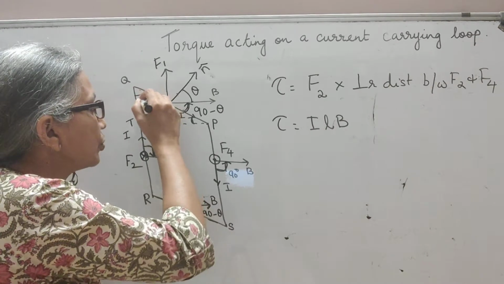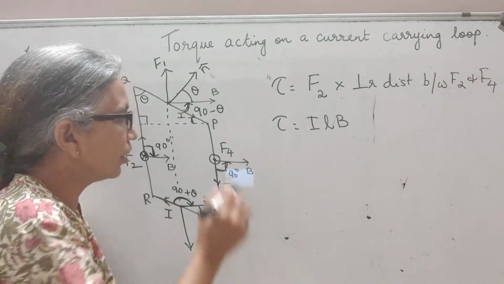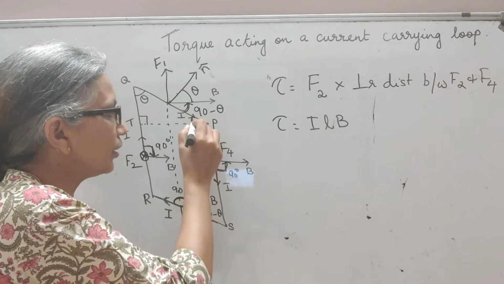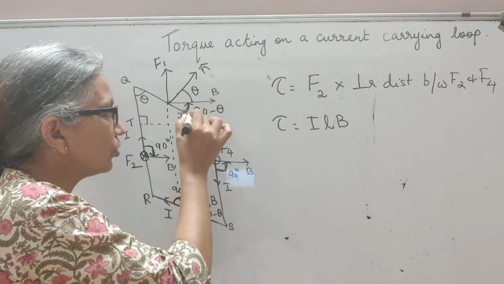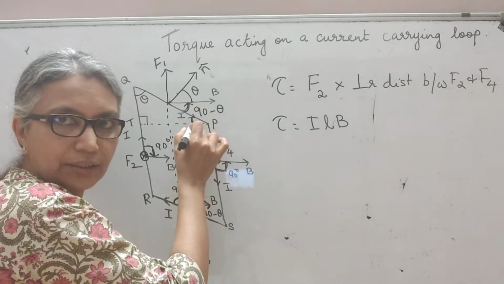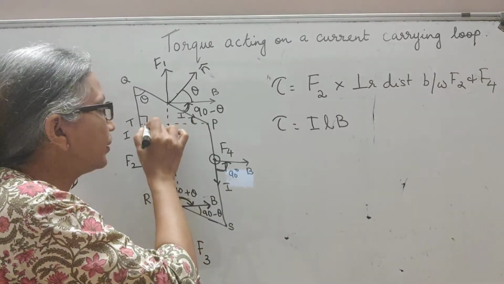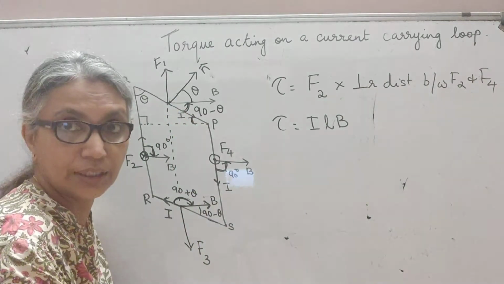So this angle should be theta. Agree? Because this is 90 minus theta, alternate angle. So if this is 90 minus theta, this is 90 minus theta, plus 90 plus theta will give you the 180.